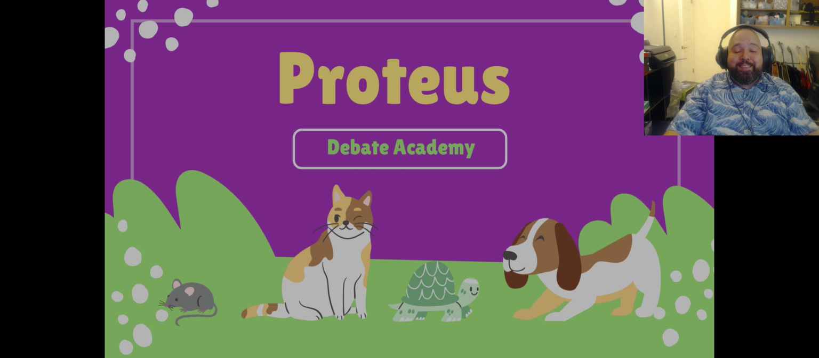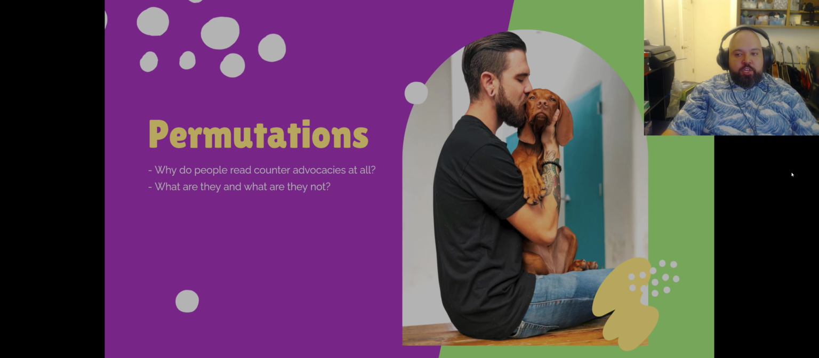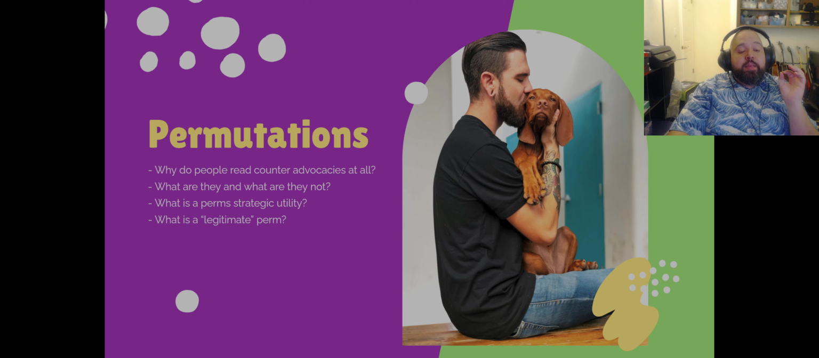Okay? Today's video is going to be about permutations. We are going to be discussing why people read counter advocacies at all, and how that relates to permutations, because there's a very clear relationship there. What are permutations and what are they not? What is a perm's strategic utility? What is the function of a perm rather than just what is a perm definitionally? What makes a permutation legitimate and illegitimate? And then some examples at the pet shop, which is my favorite part of this lecture, followed by some thoughts I have about how permutation debate exists in college parli.